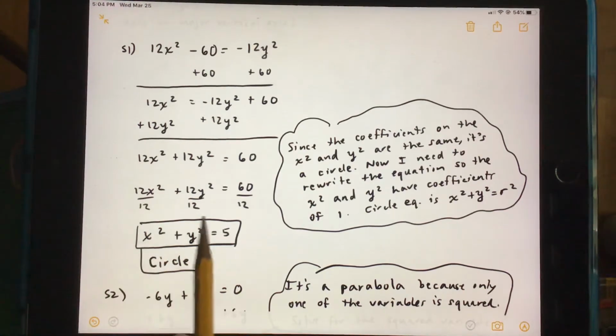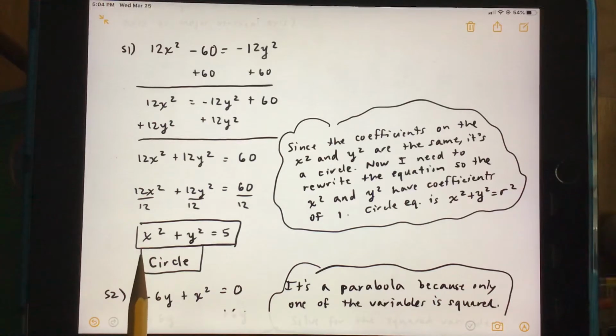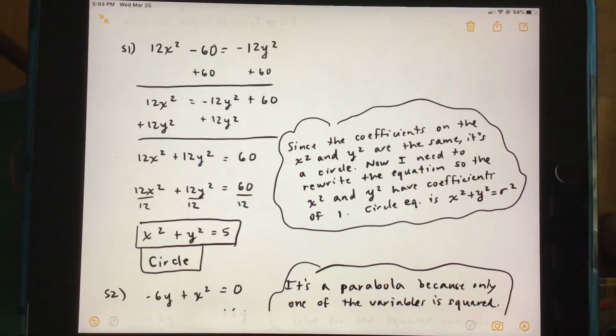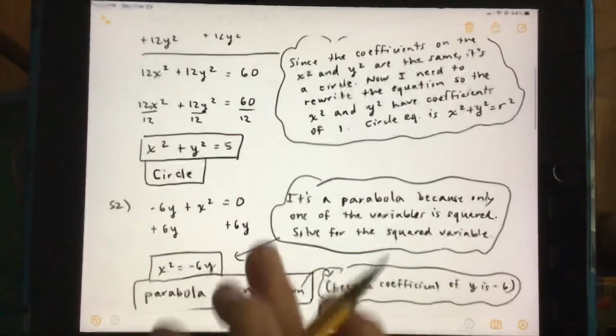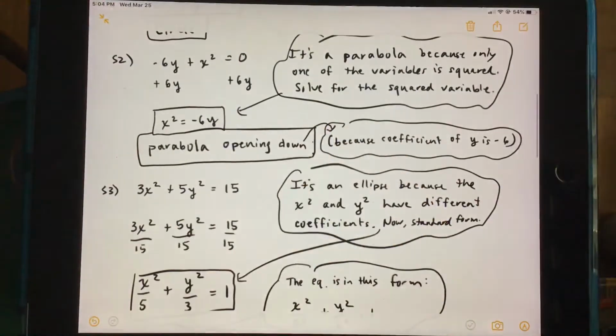So here we are dividing the entire equation by 12, and we arrive at our final destination, our equation being x squared plus y squared equals 5. This is our radius squared here, 5. So it's a circle.